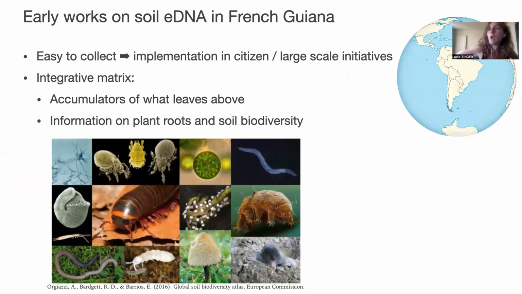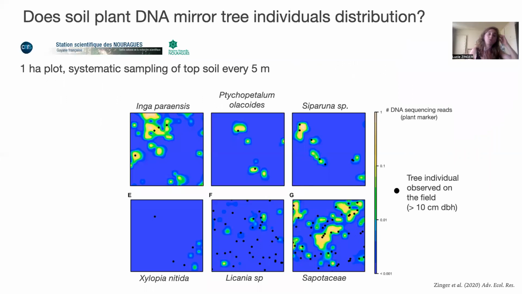So to answer that question, we did a series of studies in French Guiana where we focused mostly on the soil matrix because we thought that it's something that is very easy to collect, so afterwards you can easily implement large-scale initiatives. And also we thought that soil is a very integrative matrix that could not only accumulate information of what lives above, but also provide information of what lives below ground. So the first question we asked was whether the soil plant DNA could mirror the aboveground plant communities, and in particular the distribution of trees and individuals.